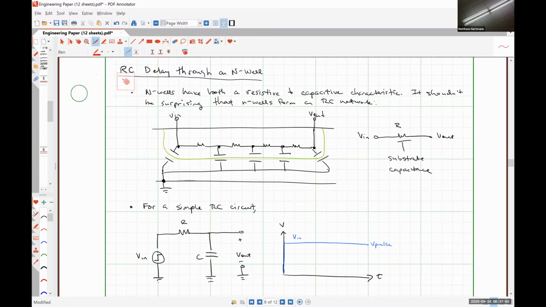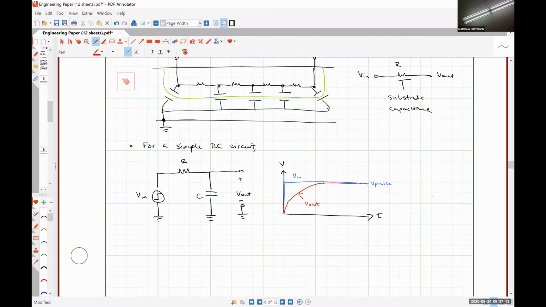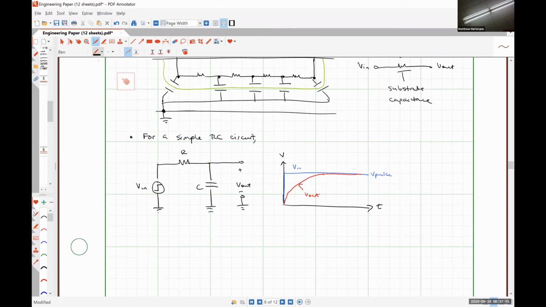Our output voltage, which will be in red, had an exponential response, like so. And mathematically, we can describe that exponential response as V out as a function of time was our pulse magnitude times 1 minus e to the negative t divided by RC. Okay.